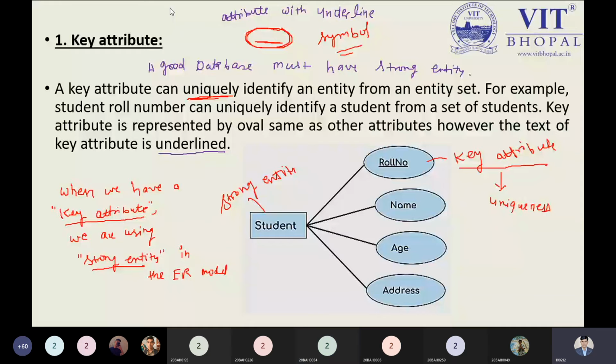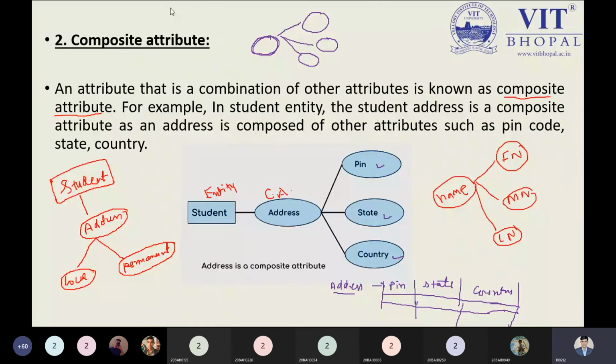Yes, sir. So roll number is underlined, so that is the point. So this was our key attribute, so we have discussed. Now, composite attribute. As I told you many times, address is another example.